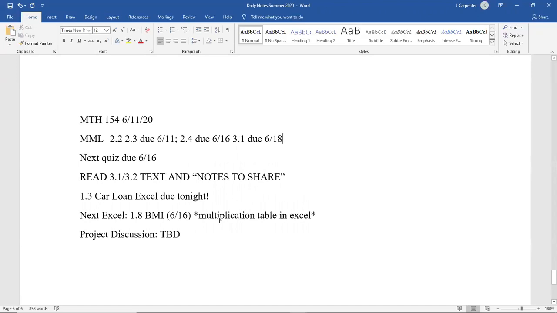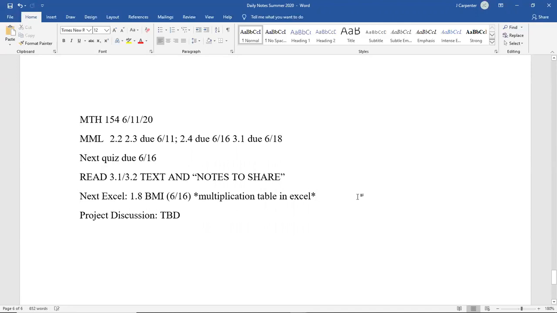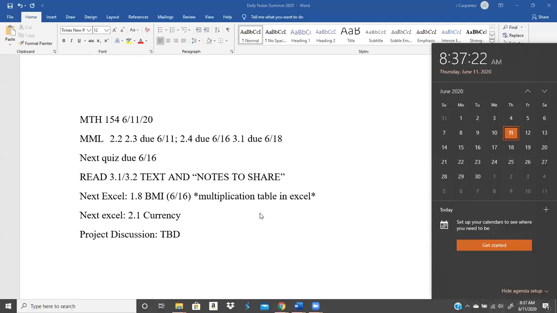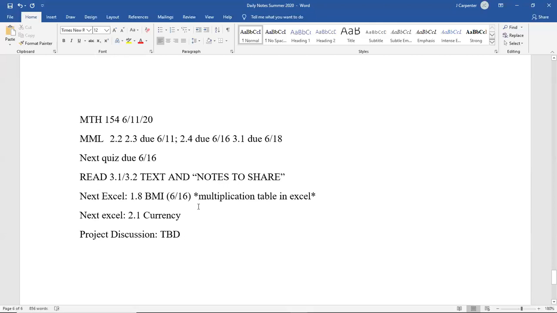The car loan was already due. And then your next Excel is 2.1, I think it's currency. That'll be due a week after that one, which would be the 23rd. So all your due dates are up here.